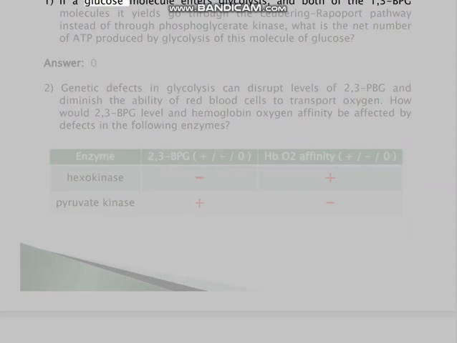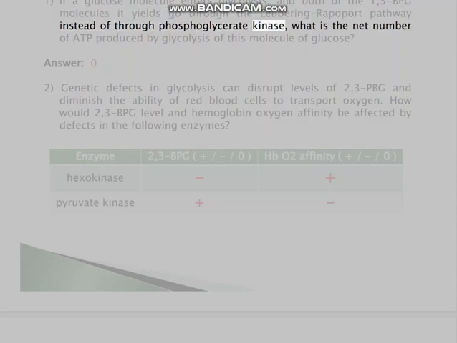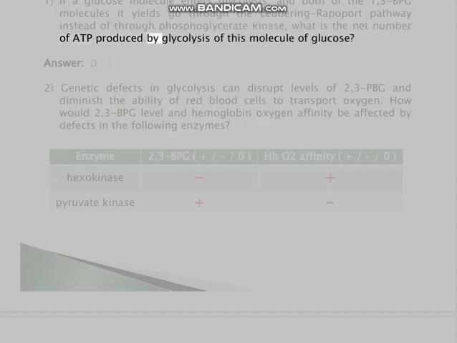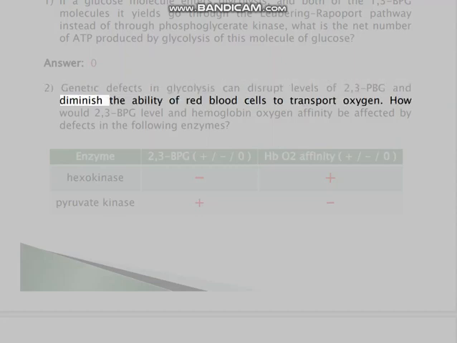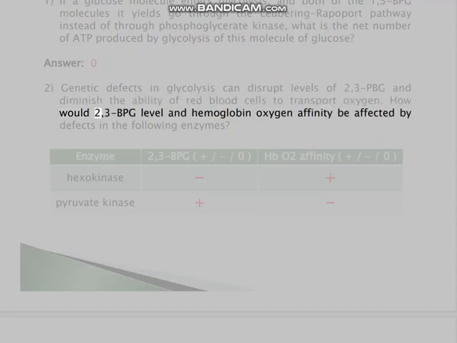1. If a glucose molecule enters glycolysis, and both of the 1,3-BPG molecules it yields go through the Luebering-Rapoport pathway instead of through phosphoglycerate kinase, what is the net number of ATP produced by glycolysis of this molecule of glucose? Answer: 0. 2. Genetic defects in glycolysis can disrupt levels of 2,3-BPG and diminish the ability of red blood cells to transport oxygen. How would 2,3-BPG level and hemoglobin oxygen affinity be affected by defects in the following enzymes?